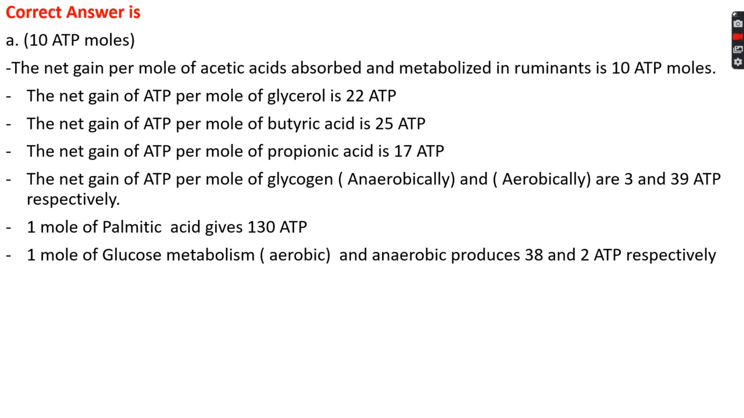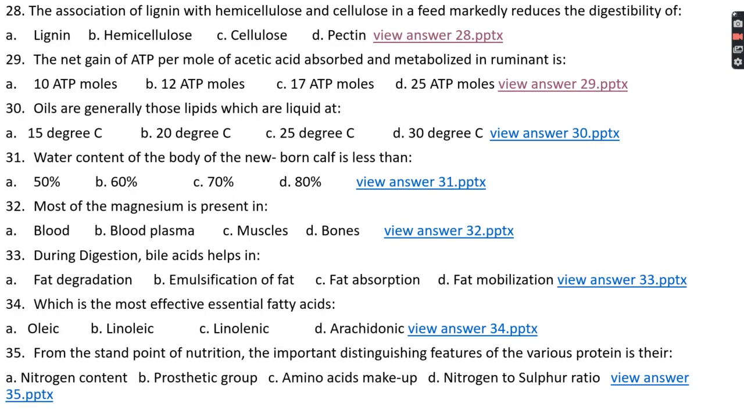The net gain of ATP per mole of glycerol is 22 ATP. The net gain of ATP per mole of butyric acid is 25 ATP. The net gain of ATP per mole of propionic acid is 17. The net gain of ATP per mole of glycogen anaerobically and aerobically is 3 and 39 respectively. 1 mole of palmitic acid gives 130 ATP. 1 mole of glucose metabolized aerobically and anaerobically produces 38 and 2 ATP respectively.